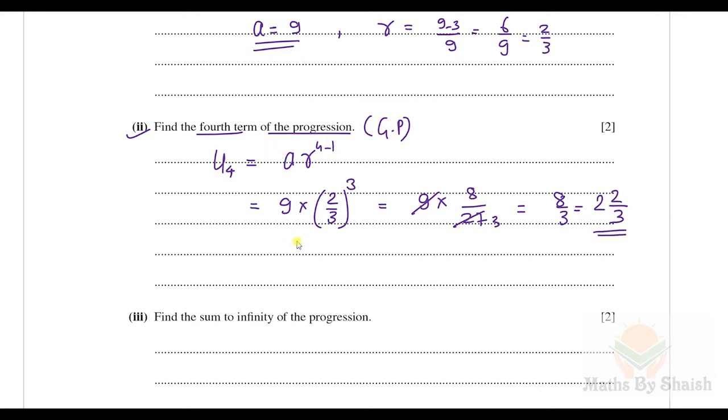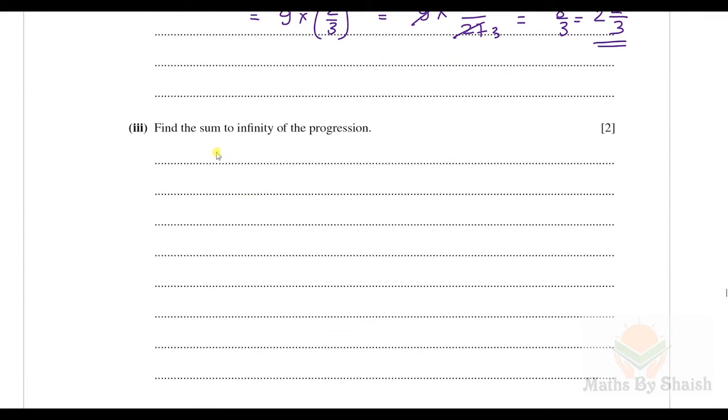And the third part, find the sum to infinity of the progression. Since we know r is equal to 2 by 3, which is less than 1, we can find the sum to infinity, denoted by S infinity, and it is a over 1 minus r, that is 9 over 1 minus 2 by 3. 1 minus 2 by 3 is 1 by 3, and hence it is 27.